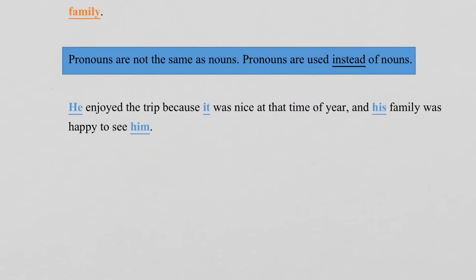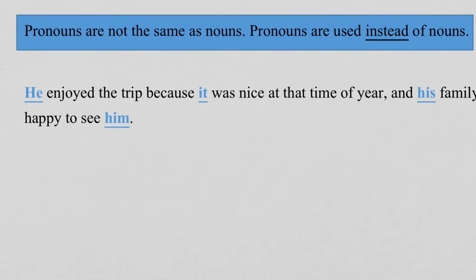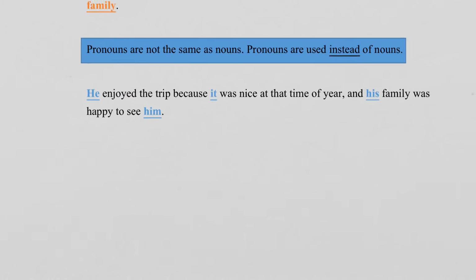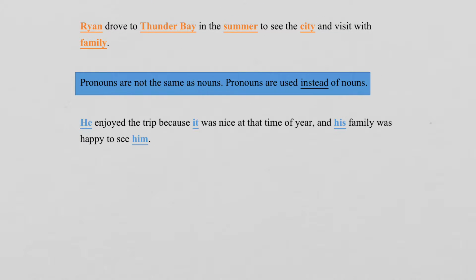And we look at this pronoun it. It can be tricky, but we know what it is. We know what we're talking about. We're talking about Thunder Bay and the trip that he took, right? So he enjoyed the trip because it was nice at that time of year. What was nice? Thunder Bay was nice at that time of year.